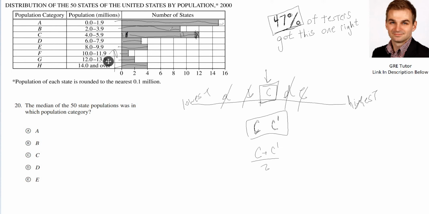Alright, and we've already crossed off this entire thing. So they're actually going to meet here. There's going to be 2 states we probably would have to divide here, but we don't have to because we know that they're in this category. We are in category C. So the median is going to be in category C, which is going to be option C.